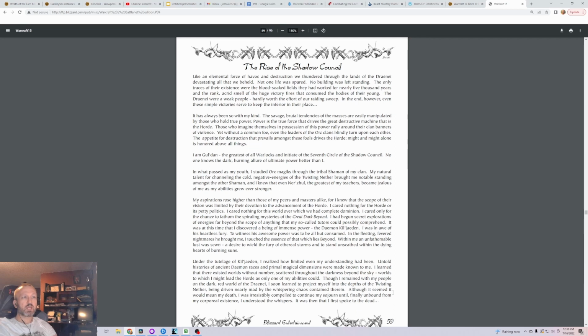My natural talent for channeling the cold, negative energies of the Twisting Nether brought me notable standing amongst the other shaman, and I knew that even Ner'zhul, the greatest of my teachers, became jealous of me as my abilities grew ever stronger.